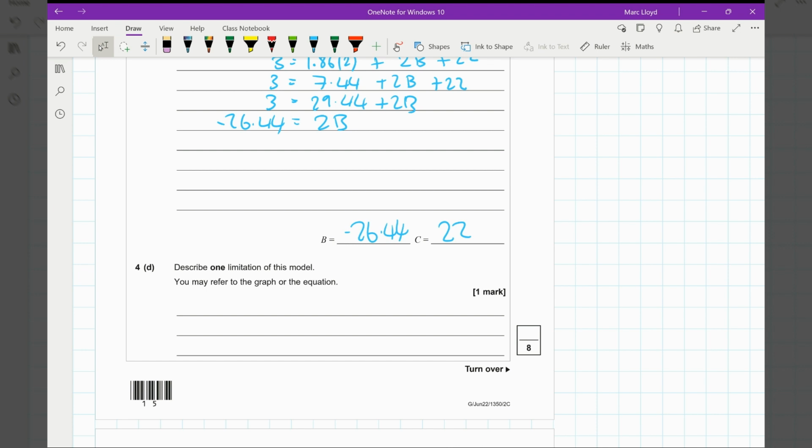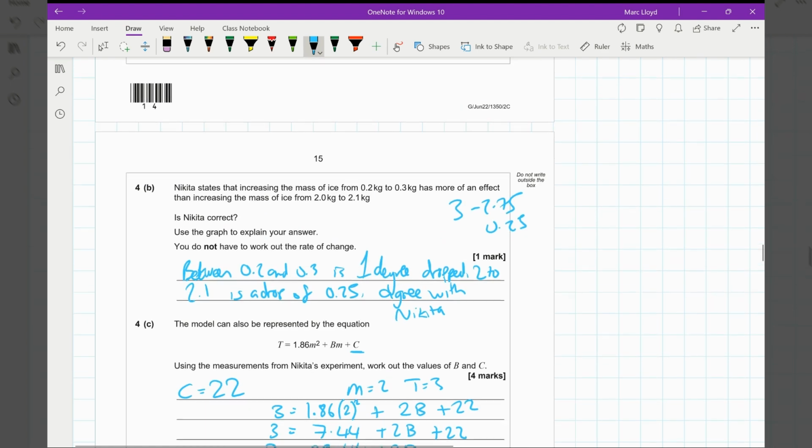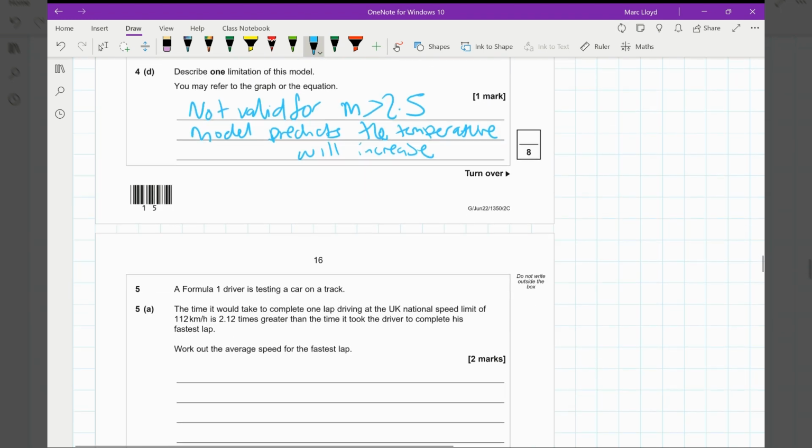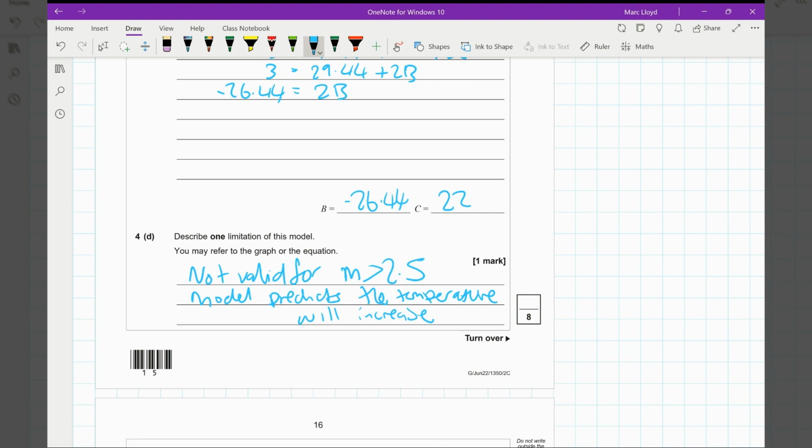Describe one limitation of this model. So it's not valid for m being greater than 2.5 because the model predicts the temperature will increase. And that doesn't make sense because adding ice isn't going to make the temperature increase, because if we carry on this graph, it will go like that. And that won't happen. Right, team, that's question 4 done, and I'll see you at question 5.